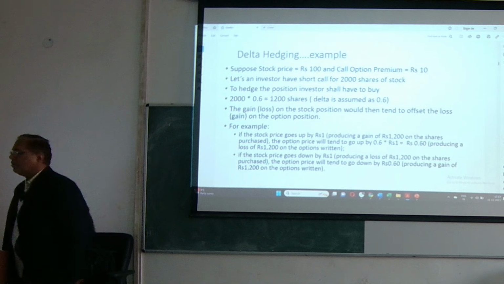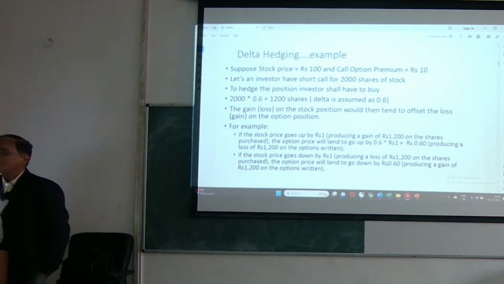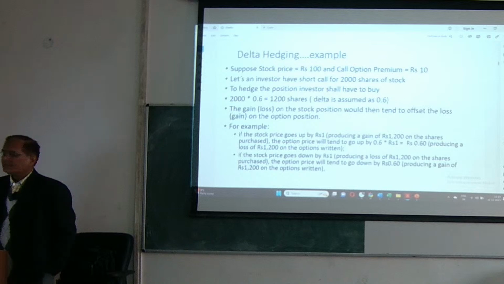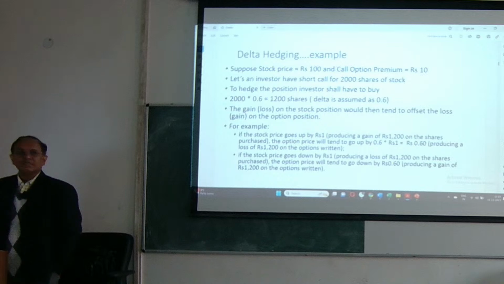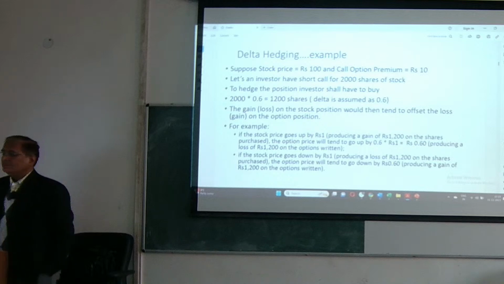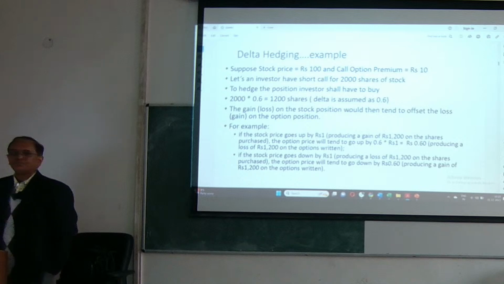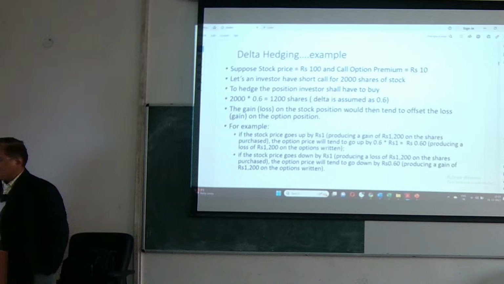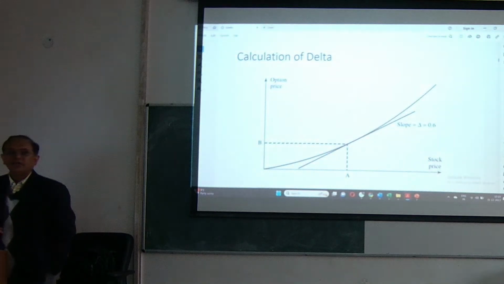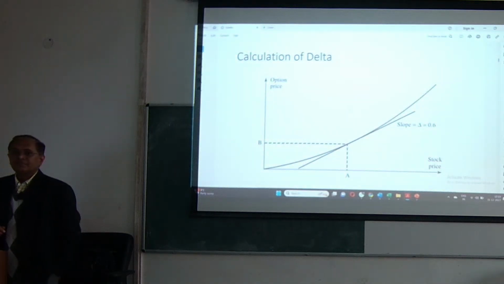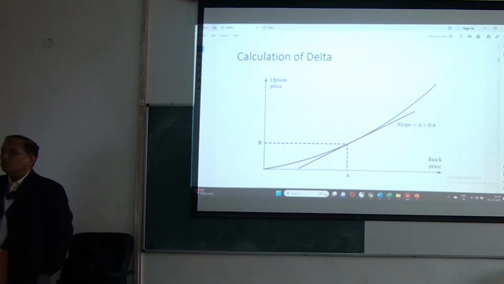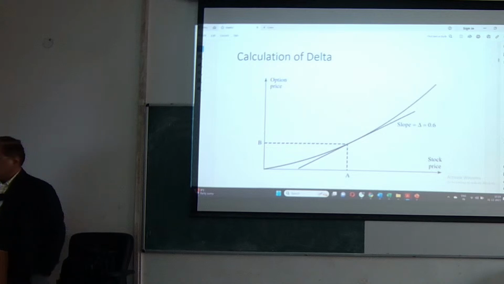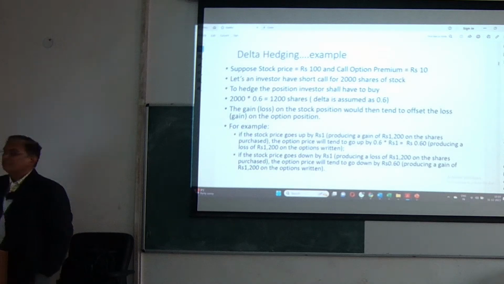So, suppose stock price is 100 and call option premium is 10. Let's say an investor has a short call for 2000 shares. To hedge the position, the investor will have to buy. In this previous example, you will find delta is 0.6. So you have to make the position. 2000 is going to be your position in the options market.